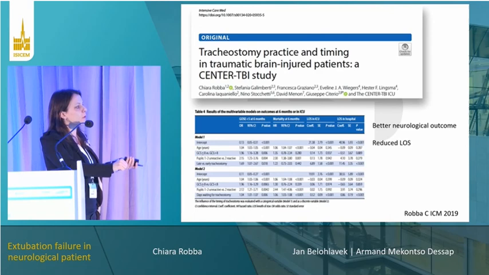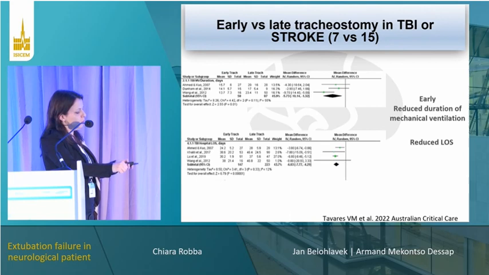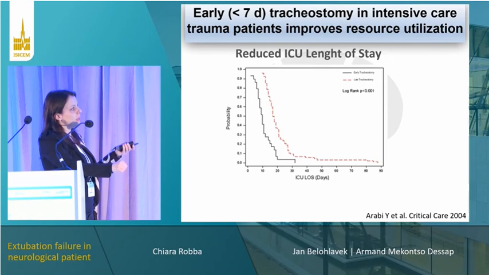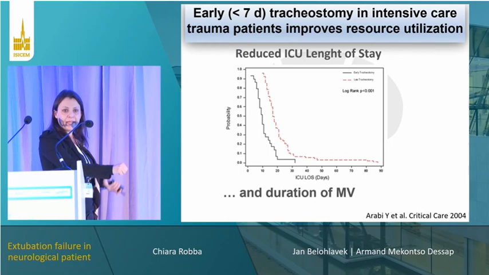This is, again, the study on TBI patients. Here it was the only study where there was a signal on better neurological outcome, but not on mortality. This is a meta-analysis, a part only on TBI patients, and we found early tracheostomy reduced duration of mechanical ventilation and reduced length of stay, but no difference in mortality. This is another study which basically demonstrated an improvement in resource optimization for early tracheostomy, but no effect on mortality or neurological outcome.